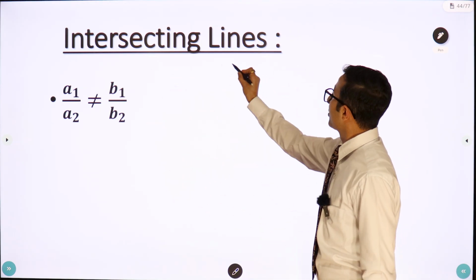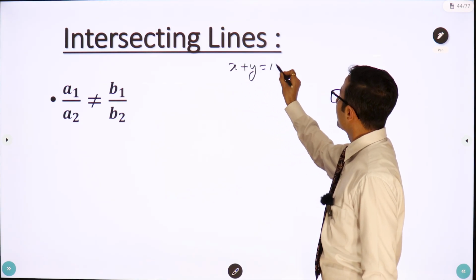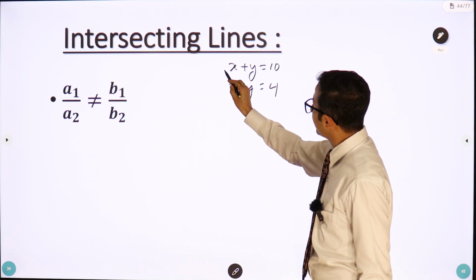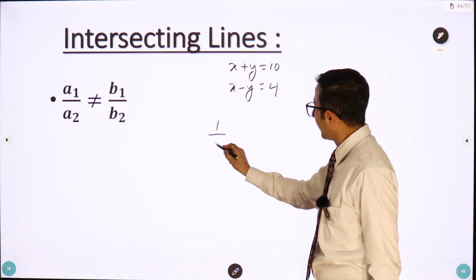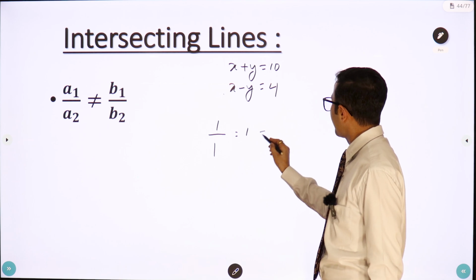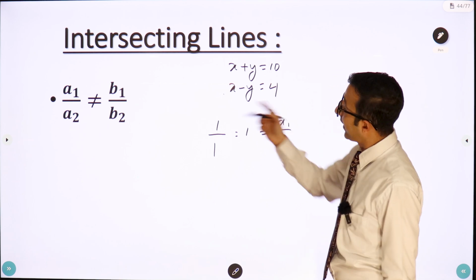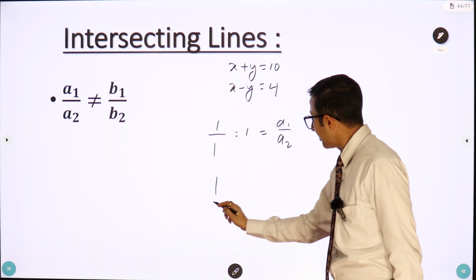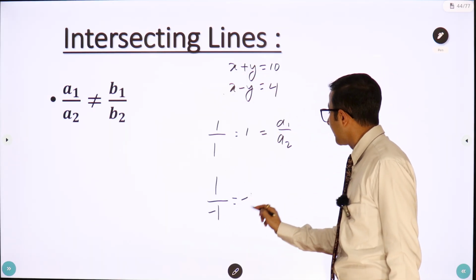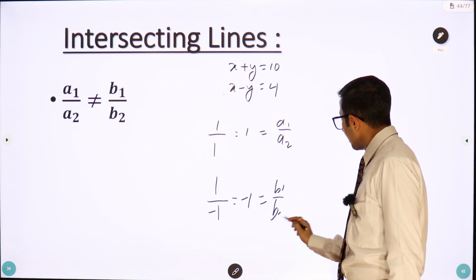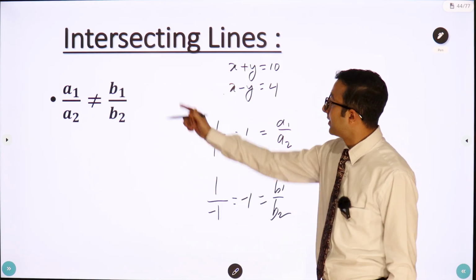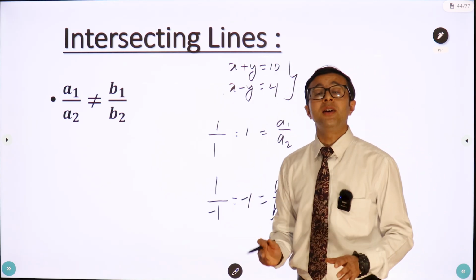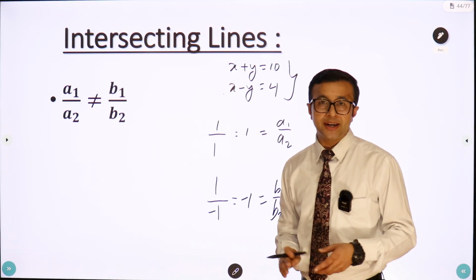represents intersecting lines. We have already seen x plus y equals 10 and x minus y equals 4. Now look here. What is the coefficient of x here? 1. The coefficient of x here is also 1. So 1 by 1 is 1, which is a1 by a2. Similarly, find the coefficient of y. The coefficient of y in the first equation is 1. In the second equation it is minus 1. So b1 by b2 is minus 1. Look here, 1 and minus 1 are not equal. That means a1 by a2 is not equal to b1 by b2. It means that these two represent the intersecting lines that we have already seen.